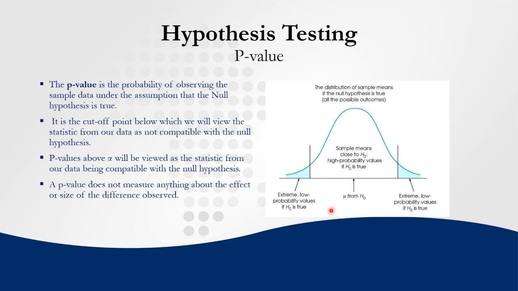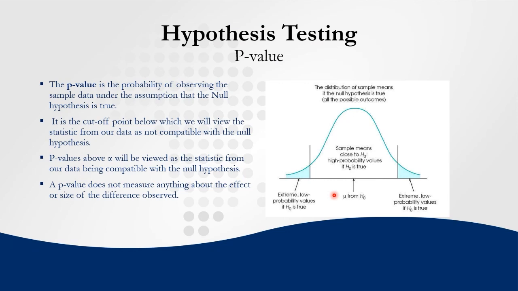So you can see the p-value as a cutoff point below which we will view the statistic from our data as not compatible with the null hypothesis. What is compatible with the null hypothesis is for us to be getting a lot of our values close here and very few in the extreme sides. So the p-values that are above alpha will be viewed as the statistic from our data being compatible with the null hypothesis. So we are looking for small p-values.